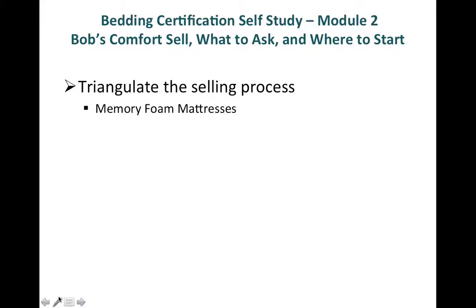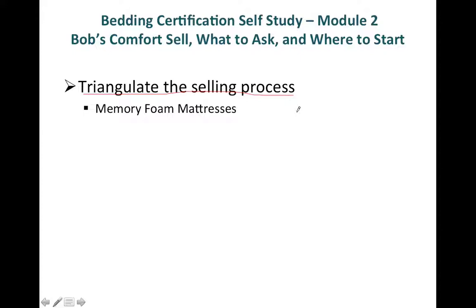In each category that we pick, we're going to triangulate the selling process. Triangulate the selling process. What does this mean? What I mean by this is that we need to show 3 mattresses maximum to every customer who is looking for a mattress.